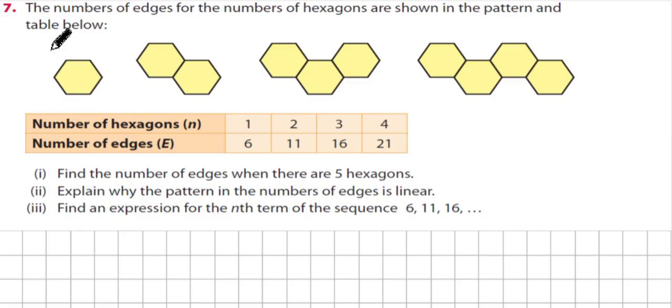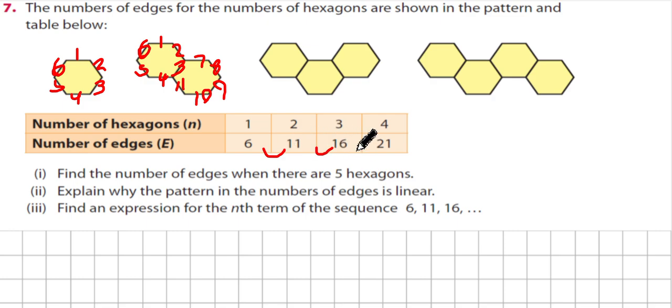So we have a number of edges, don't we? 1, 2, 3, 4, 5, 6. Then we have 7, 8, 9, 10, and 11. I think it's gone up by 5 each time, isn't it? So what would the next one be? Would everybody be happy with 26? Why is it linear?